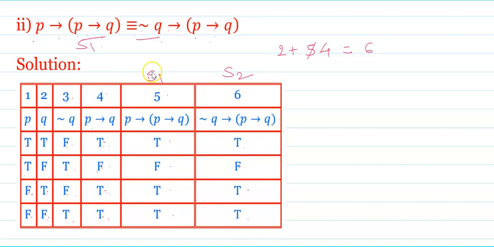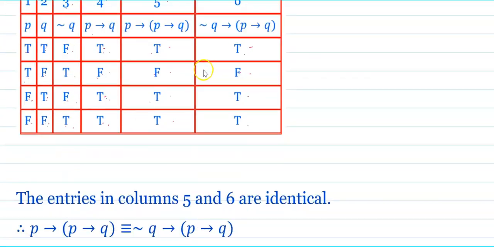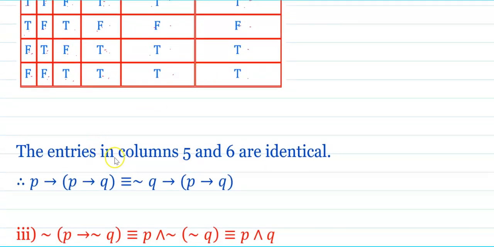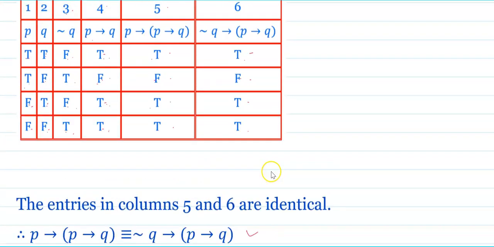What about the column number 5th and 6th? Both are identical and hence the given statement pattern is equivalent. Therefore the entries in the column 5th and the 6th are identical and therefore the given statement pattern is equivalent.